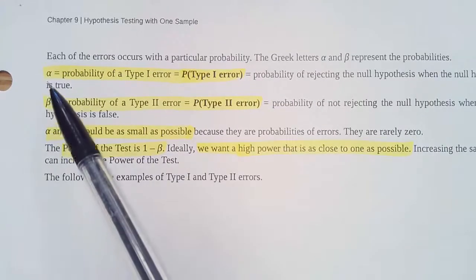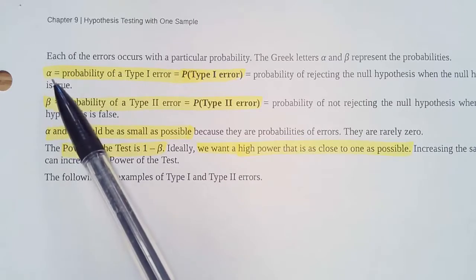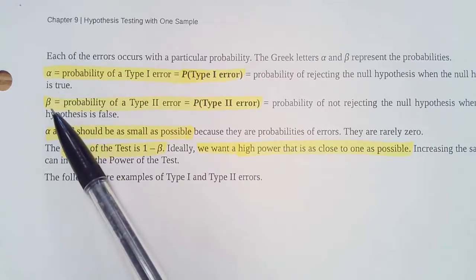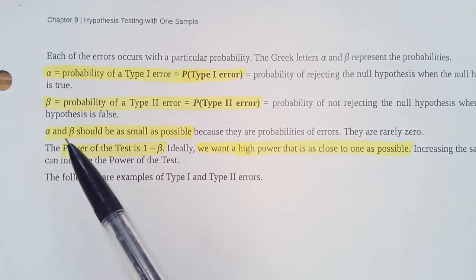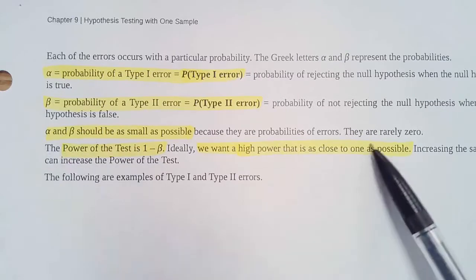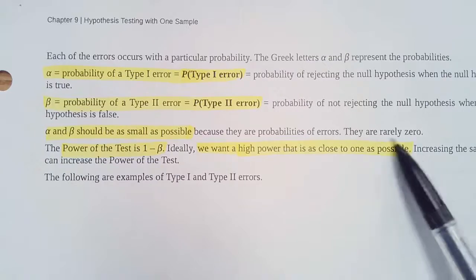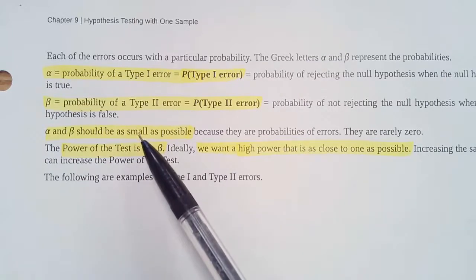All right, so let's talk about alpha and beta. Alpha is the probability of a type 1 error, of that type of error being made. And beta is the probability of a type 2 error being made. We need these errors to be as small as possible. There's always a chance for those errors to happen, so they're not going to be 0, but they should be really small. We want them to be as small as possible.